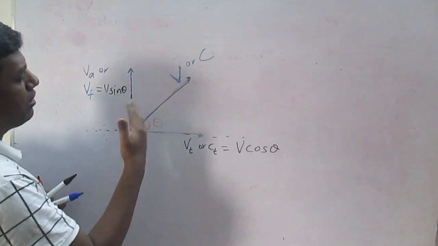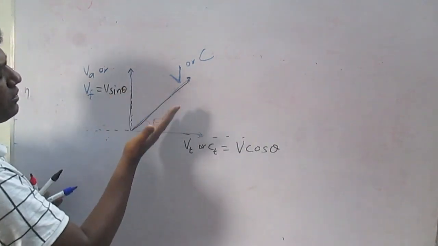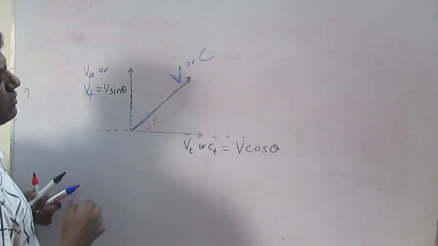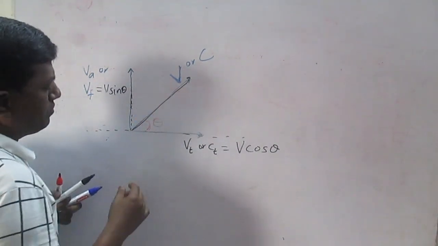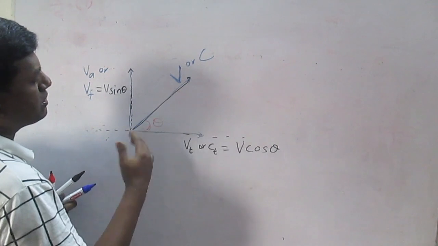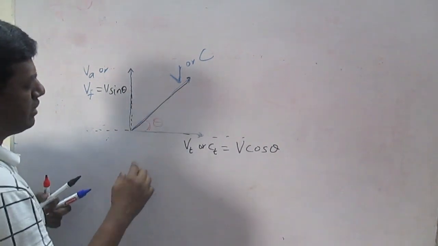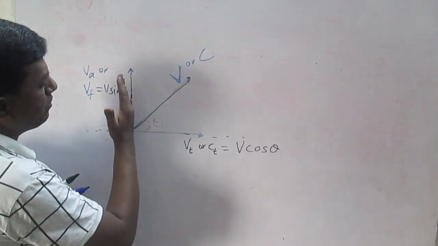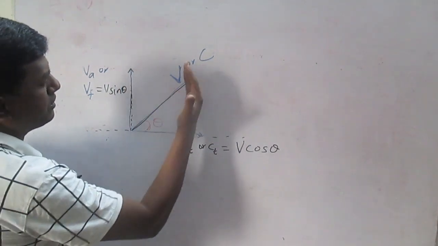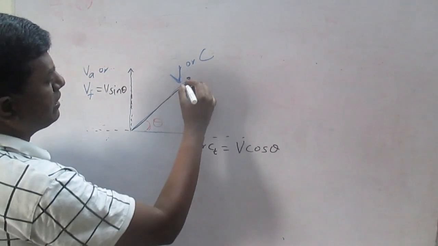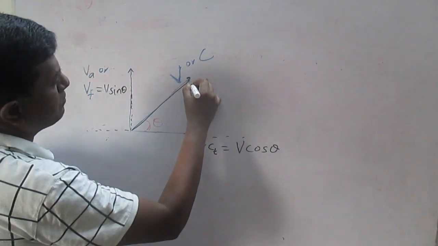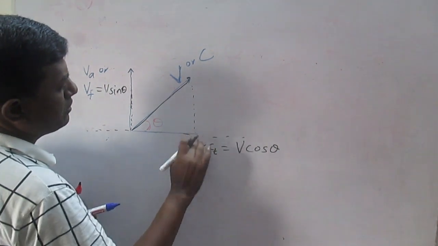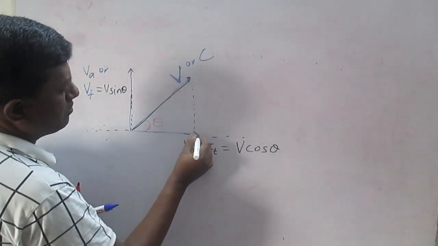Now let us see how these components are used to construct the velocity triangle. For the simple velocity triangle, if you take this component and place it here, it is the same component only, which I am just putting here.